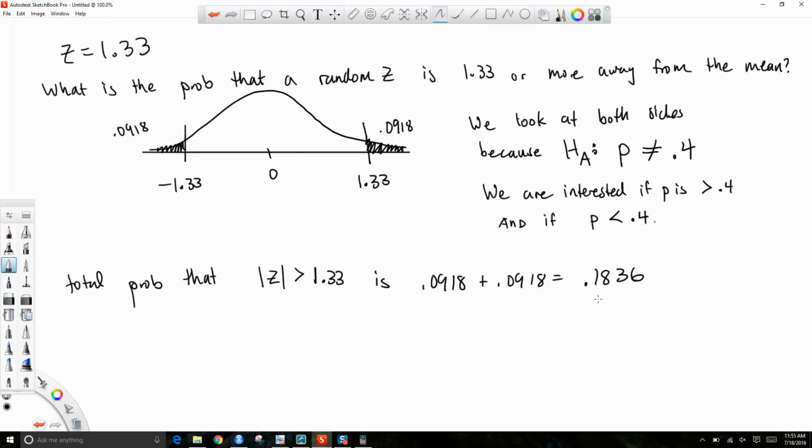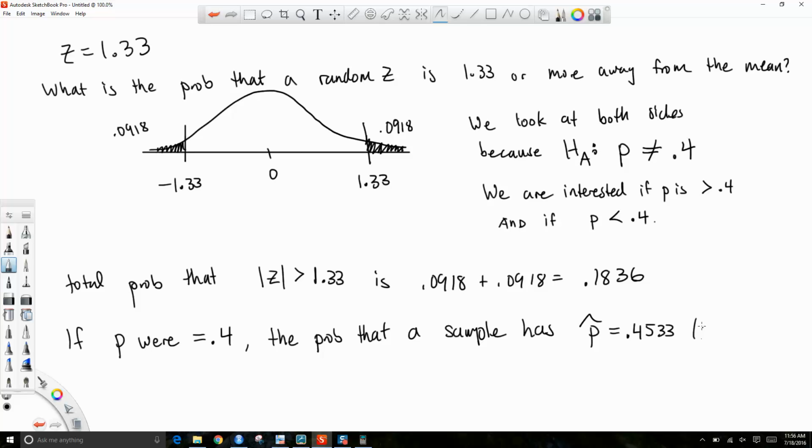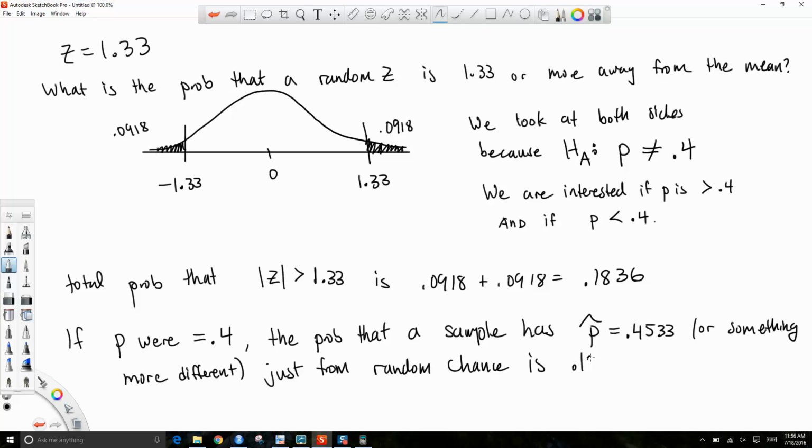Okay? So this says that if p were equal to 0.4, okay, the probability that a sample has p hat equal to 0.4533 or something more extreme, or something more different, I'll write, so the probability that a sample has this just from random chance is 0.1836, okay? Does that make sense?